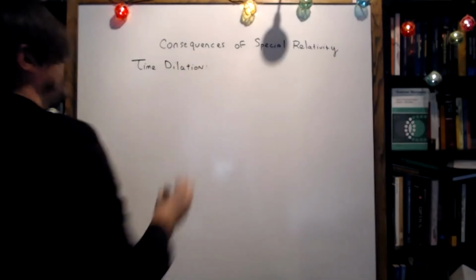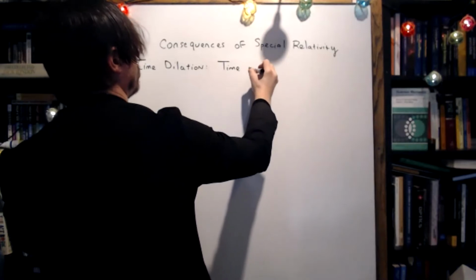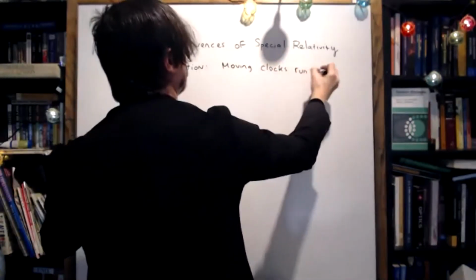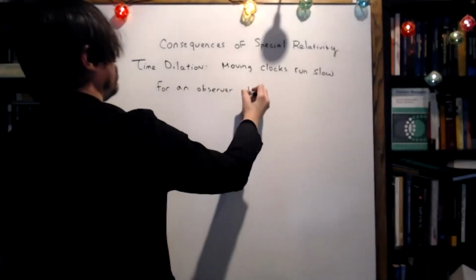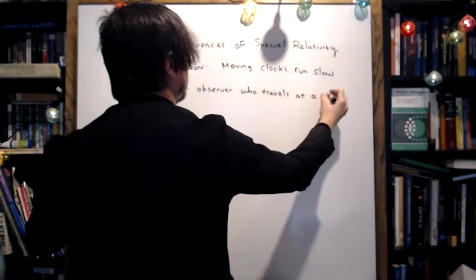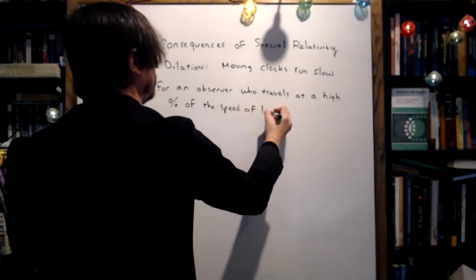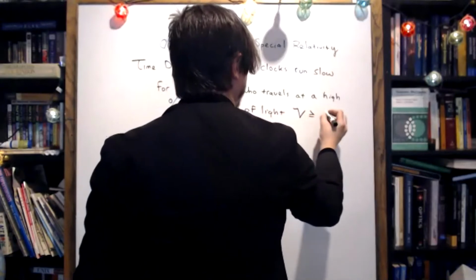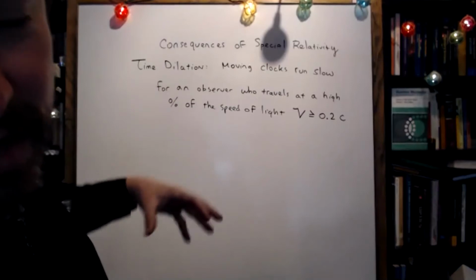Time dilation states the following consequence: moving clocks run slow for an observer who travels at a high percentage of the speed of light. And the percentage above which you start to notice moving clocks run slow is usually when the velocity is greater than or equal to about 20% the speed of light. This is what we call the relativistic regime, when things like time dilation start becoming apparent.